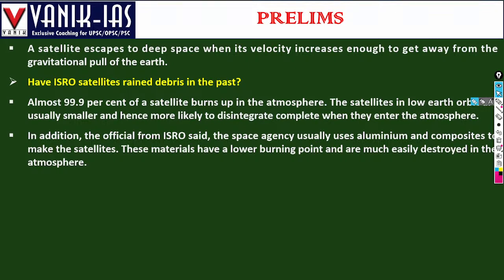Almost 99.9% of satellites burn up in the atmosphere. Satellites in low Earth orbit are usually smaller, hence more likely to disintegrate completely when they enter the atmosphere. In addition, an official from ISRO said the space agency usually uses aluminum and composites to make satellites. These materials have a lower burning point and are much more easily destroyed on entering the atmosphere. So the material in which satellites are made makes them easier to burn while entering the atmosphere. That became quite easy.